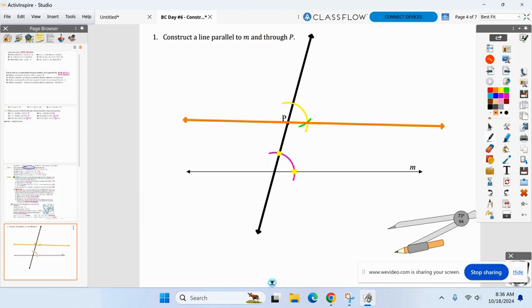Clean it up. And don't erase, right? We don't erase our arc marks, but what can I at least put on my parallel lines now to show they're parallel? Arrows, right? We can put arrows on these bad boys.